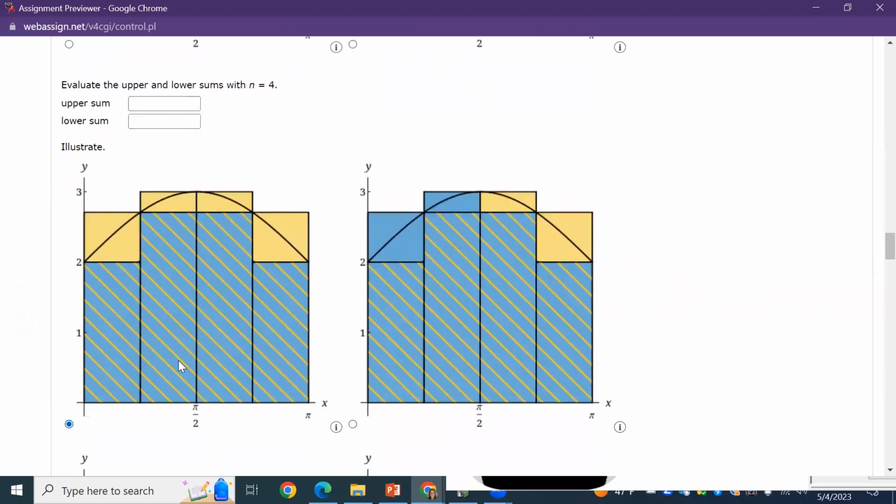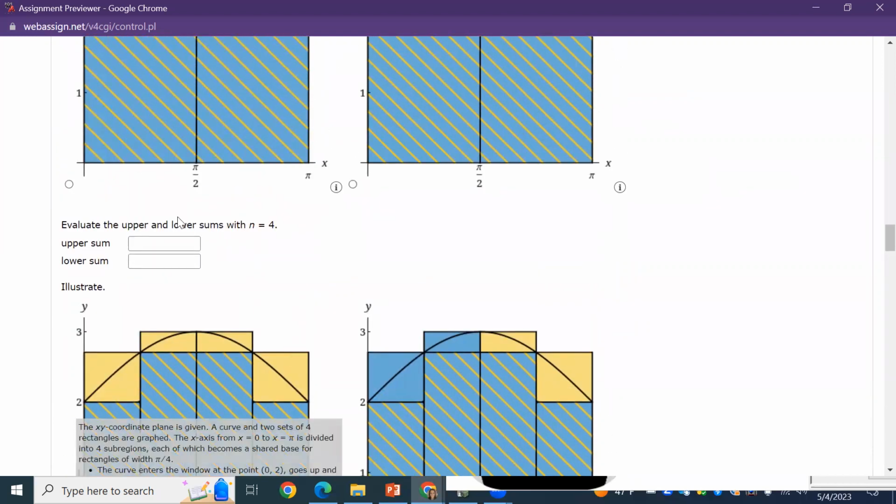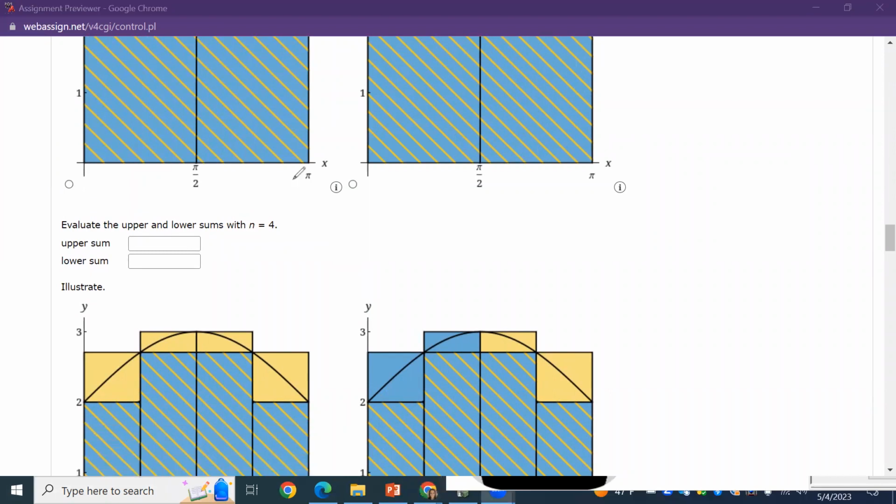And we could do the same thing this time. The width is pi over 4, right? Because we broke pi up into 4. So we can do that as well. Let's see here. Upper sum, I'm just going to set it up, and then I think you guys hopefully would be good to go from here.